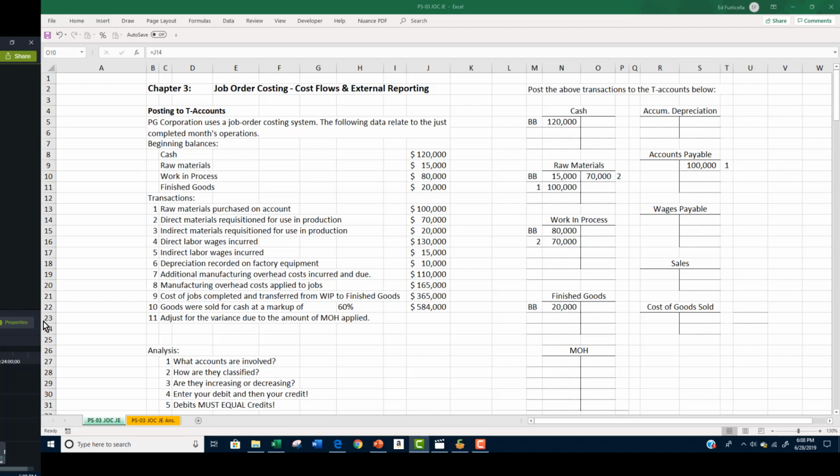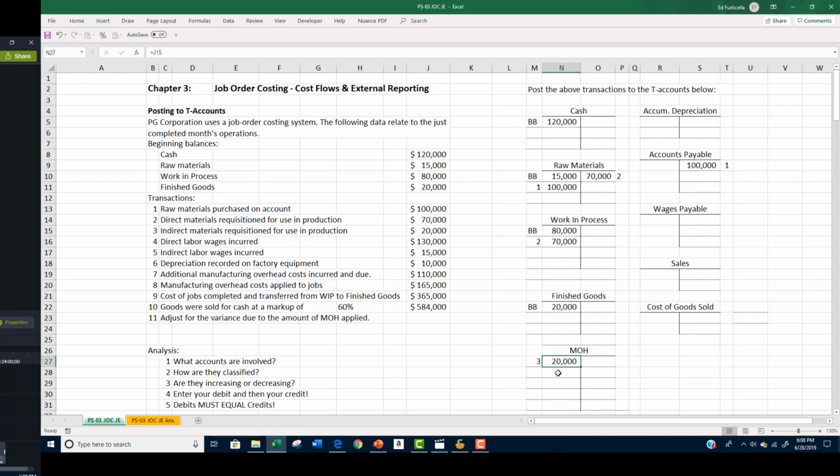Transaction 3. Indirect materials are requisitioned for use in production totaling $20,000. Whenever indirect materials are used, we debit manufacturing overhead. So let's enter transaction 3 and debit manufacturing overhead for $20,000. Remember, indirect materials are small items like glue, screws, or any material used in the factory during the production process that can't be traced directly to the product.